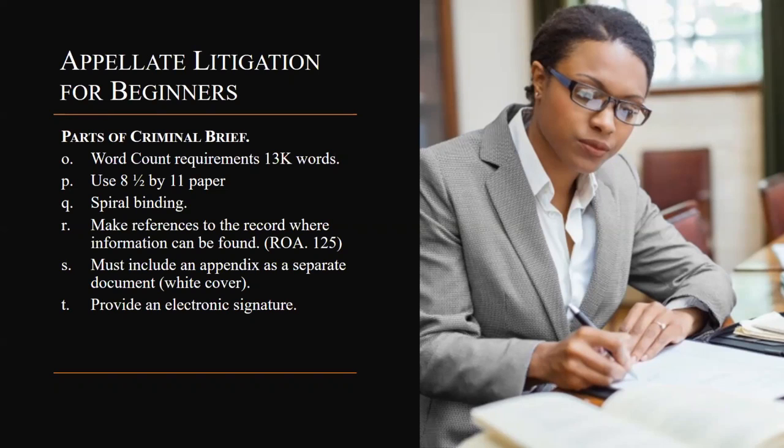13,000 words maximum word count, 8.5 by 11, federal, of course. The spiral binding, we mentioned that. When you cite certain sections of the record, you don't do it in the federal system the way you did it with the state. You do ROA, Record on Appeal, point, and whatever page number it is. When you're dealing with the state, you would do C, trial record, page, whatever. And the appendices, for the state, it is attached to your brief. The appendices for the federal is a separate document altogether.